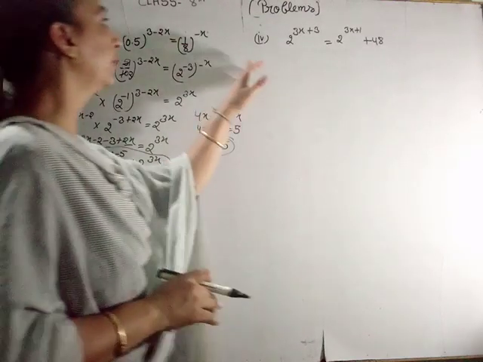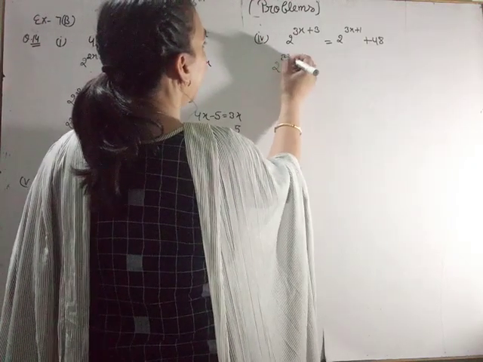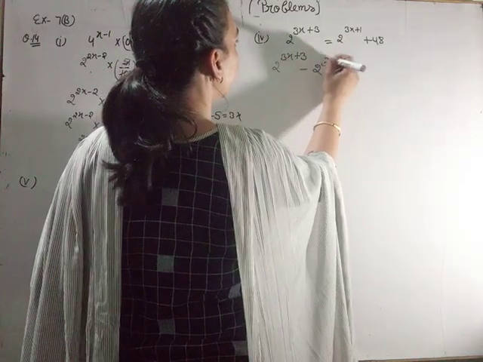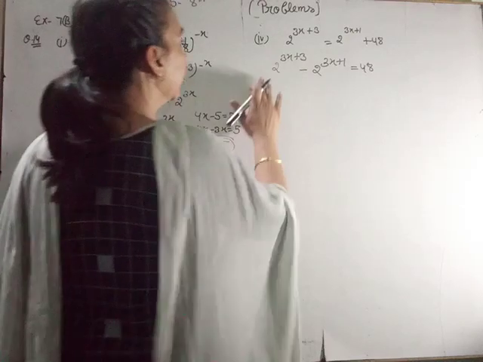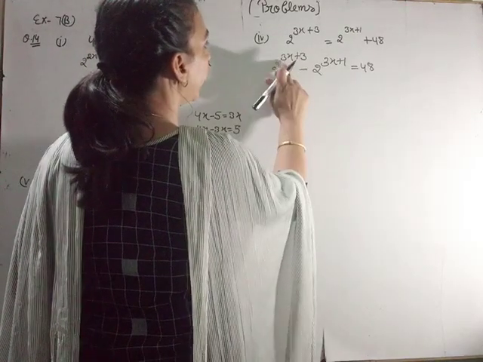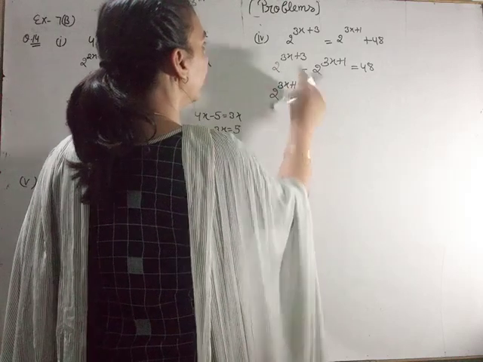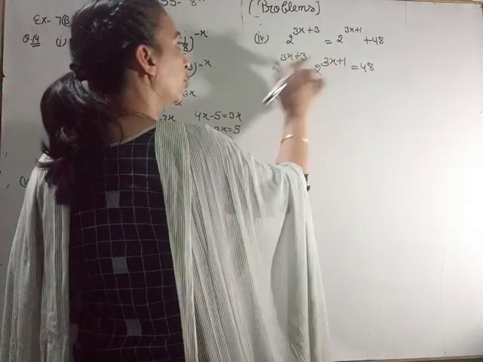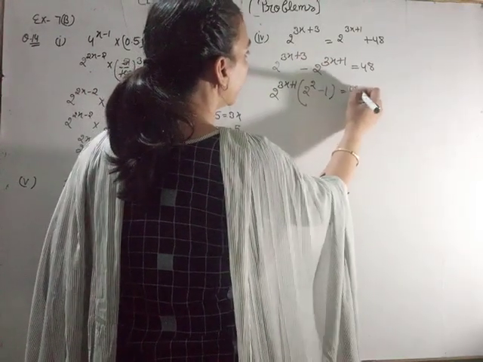Then part number 4, 2 raised to the power 3x plus 3. We take this on the left side, then minus 2 raised to the power 3x plus 1 equals 48. Okay, then take common 2 raised to the power 3x plus 1. 3x plus 1 is common, and only the 2 power is left. Because 3x plus 1 is common, there is only the 2 power left, and there is minus 1, equals 48.